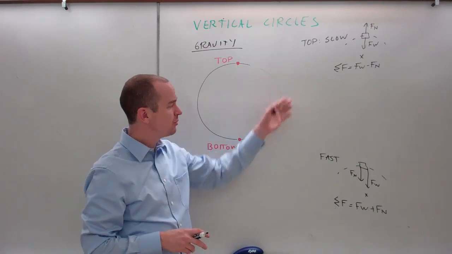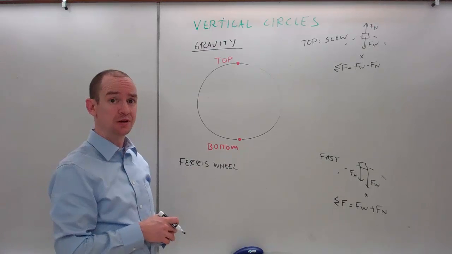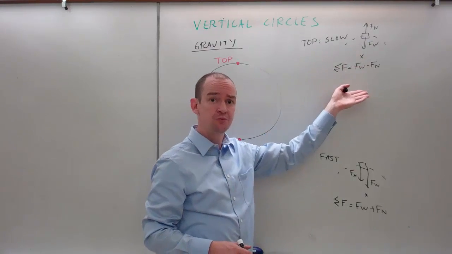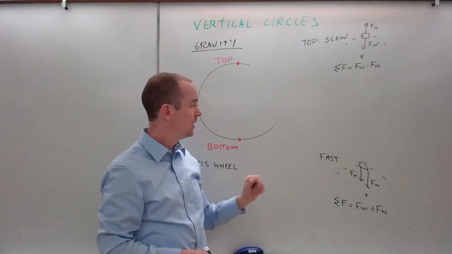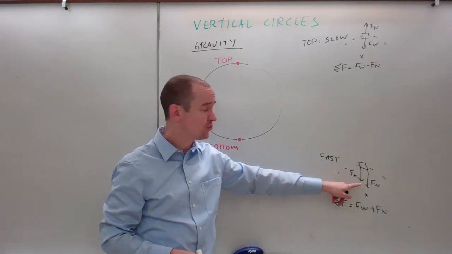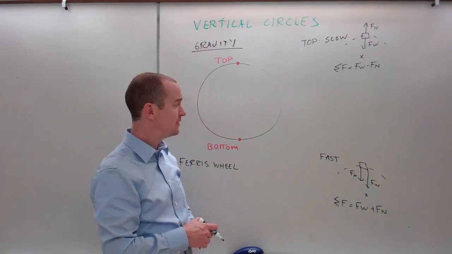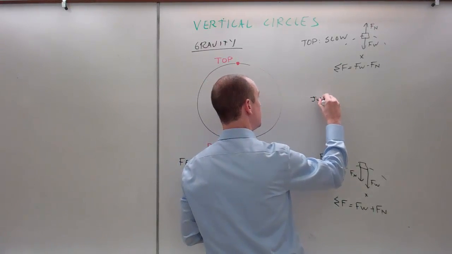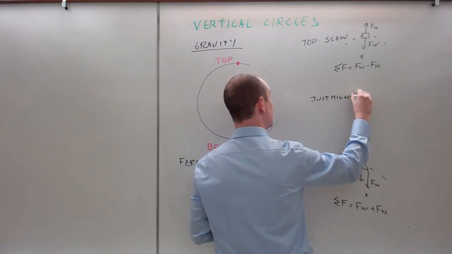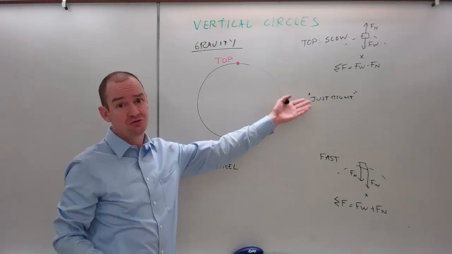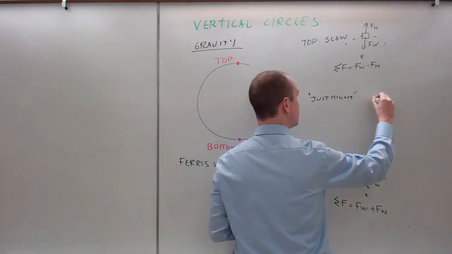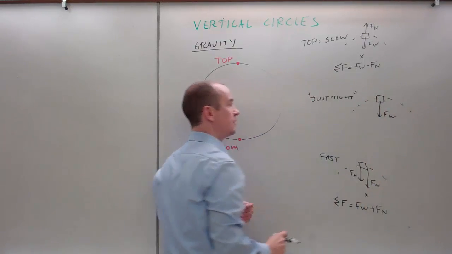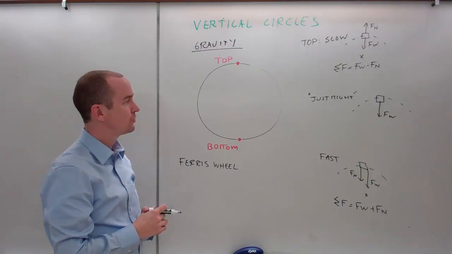Alright, somewhere between fast and slow, there's a third possibility. Here, the force of weight was too much, so normal had to help balance it out. Here, force of weight was not enough, so normal had to help it out. What happens if force of weight is just enough? So we'll call this scenario, if that's slow and that's fast, this is just right. In this case, the force of weight is the only thing keeping you in the circle.